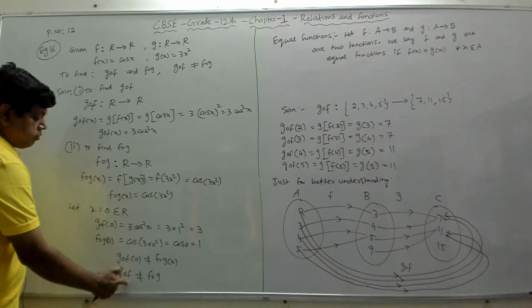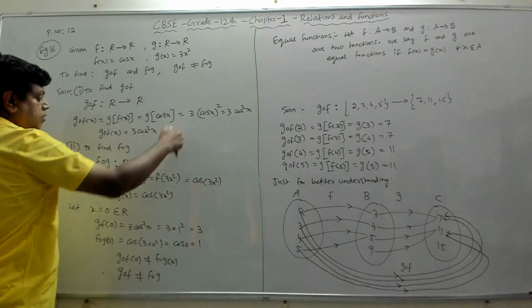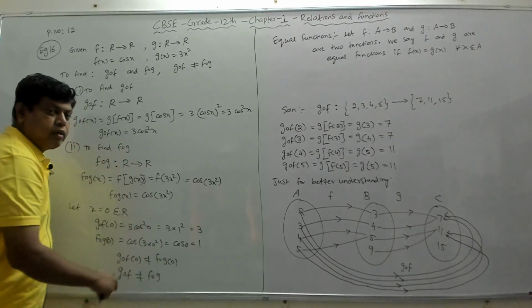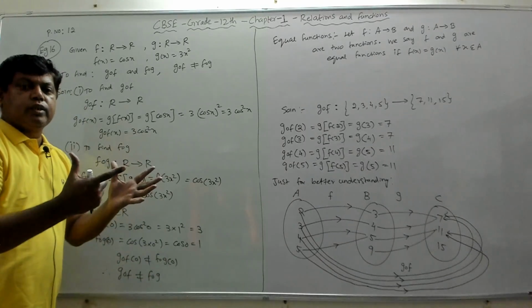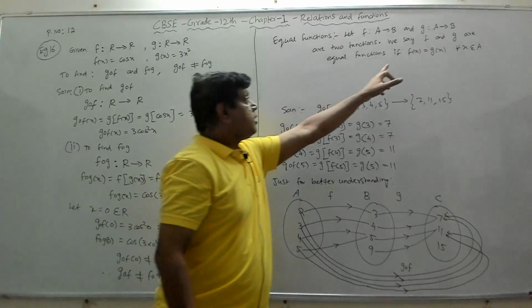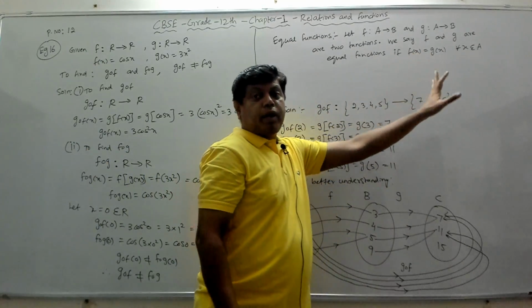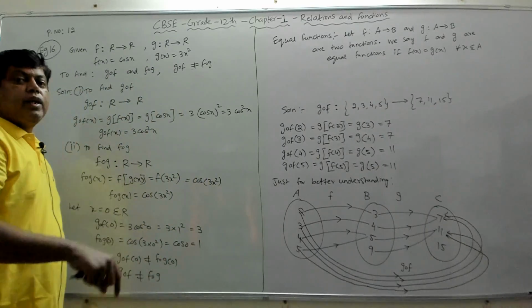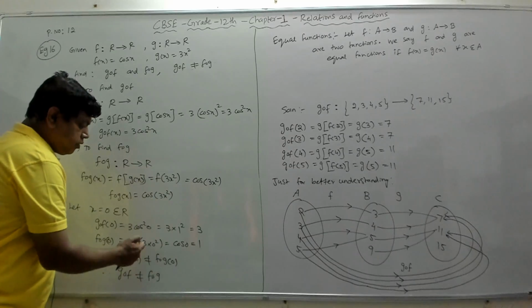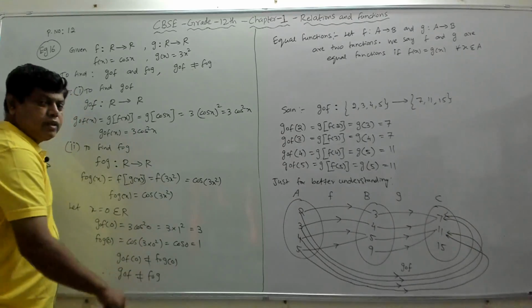So therefore, g of f is not equal to f of g. So that is also proved, because for one value it is failing. Even for one value, if it doesn't match, then the two functions are not equal. If for all the values it matches, then we say equal functions. For one value if it fails, then it is not equal. So here it fails for one value, where x is equal to 0.